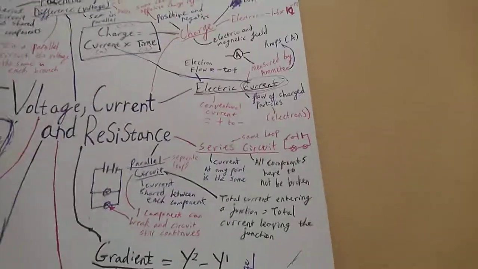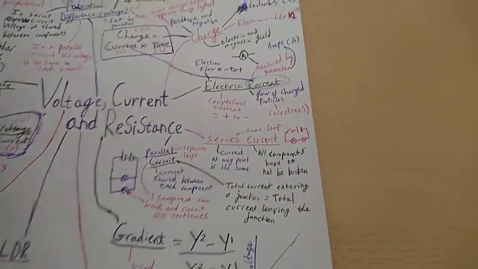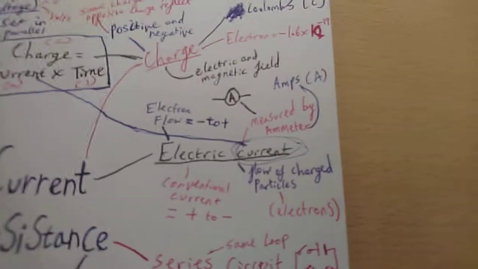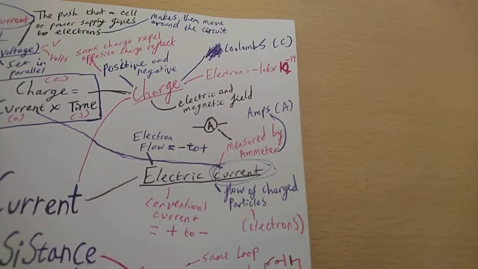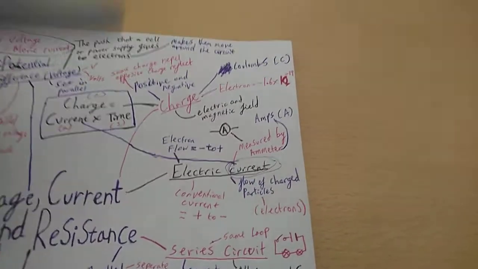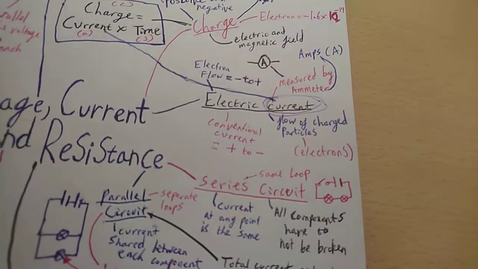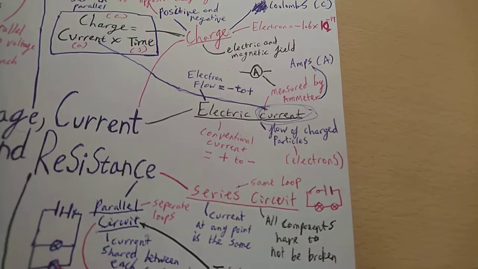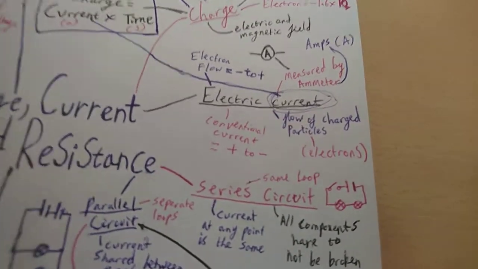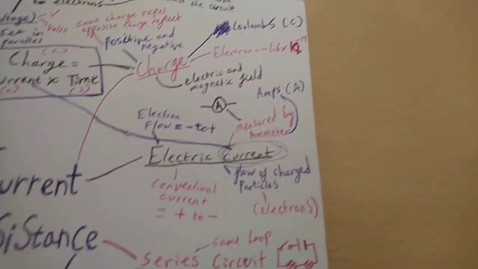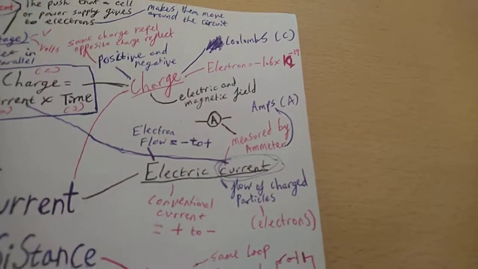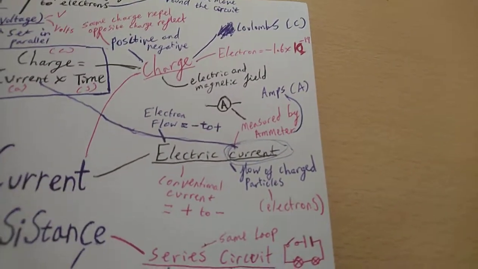So, we've been talking about a lot of current currently. So, what is current? Electric current. Current is measured by an ammeter, which is in amps. That is a picture of an ammeter on a circuit diagram. The electron flow of an electric current is from minus to plus, and the conventional current is from plus to minus. The electric current is basically the flow of charged particles, which are also known as electrons.